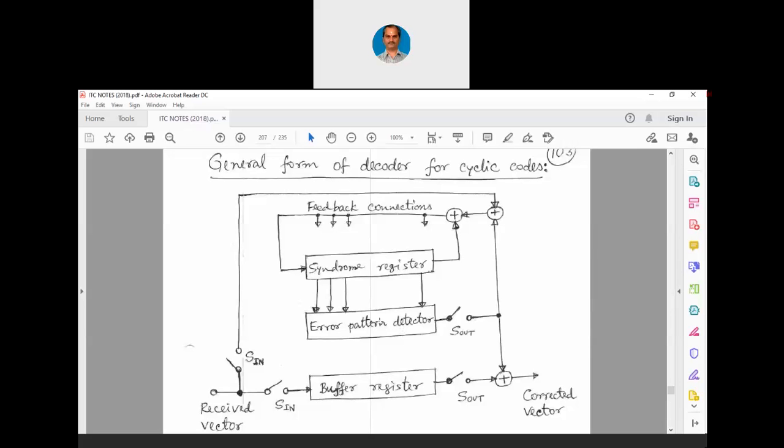this way it will go on until the complete length of the received vector is completed, and after which S in will be closed and S out will be open, and the corrected code will be output. That is how this is a general form of decoder at the receiver.